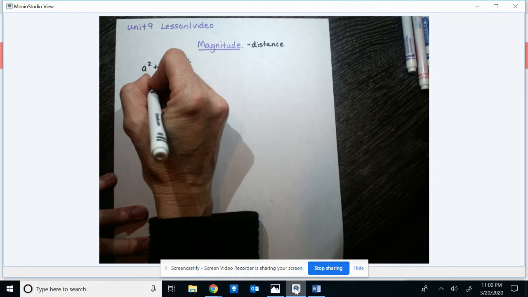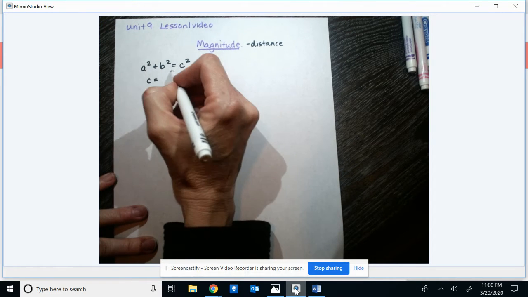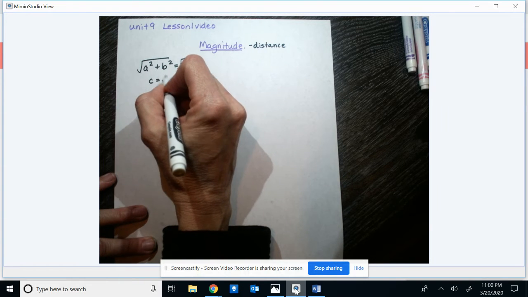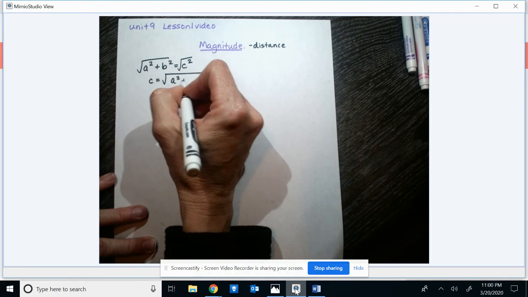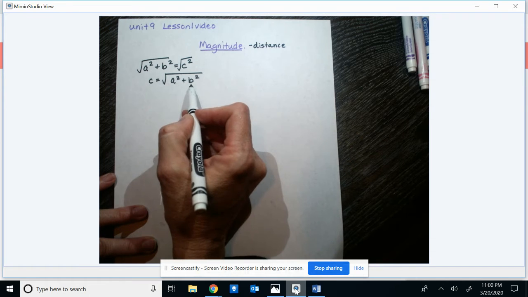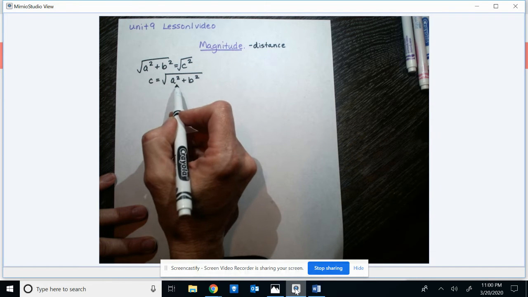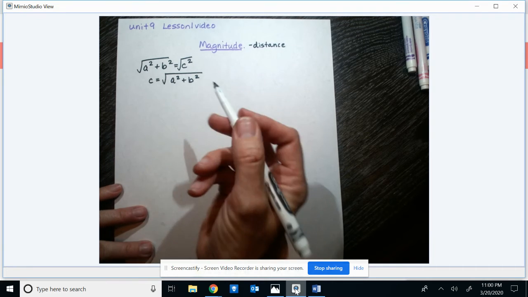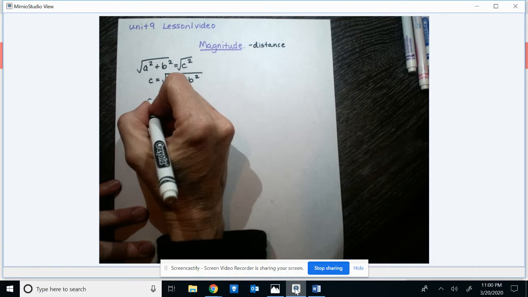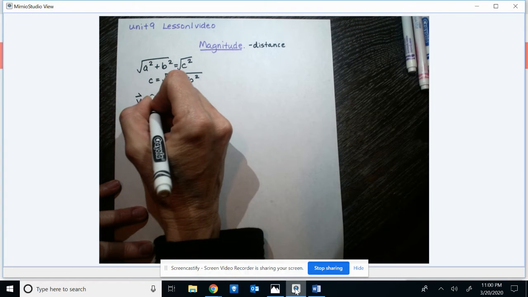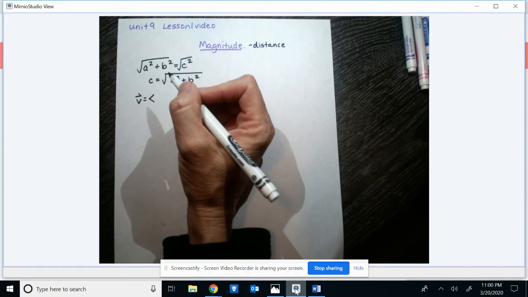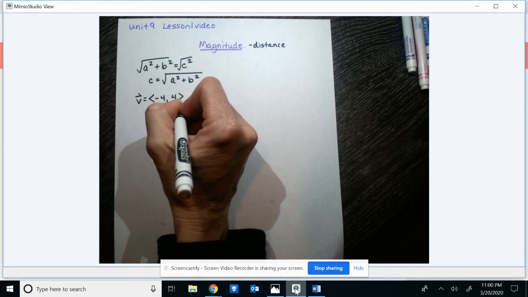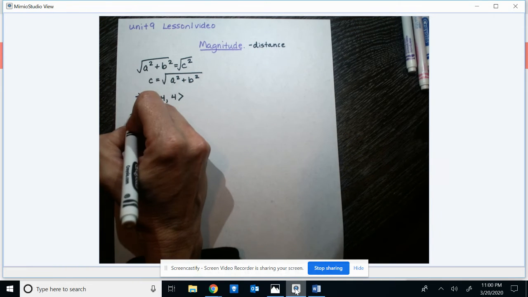Because when we try to find the hypotenuse, when we take the square root of both sides, it's basically the hypotenuse equals the square root of a squared plus b squared. A and B referring to the legs of your right triangle, and also A and B referring to the parts of your components. So let's say that vector V has a component that is at -4, +4. And I need to find the magnitude of vector V.